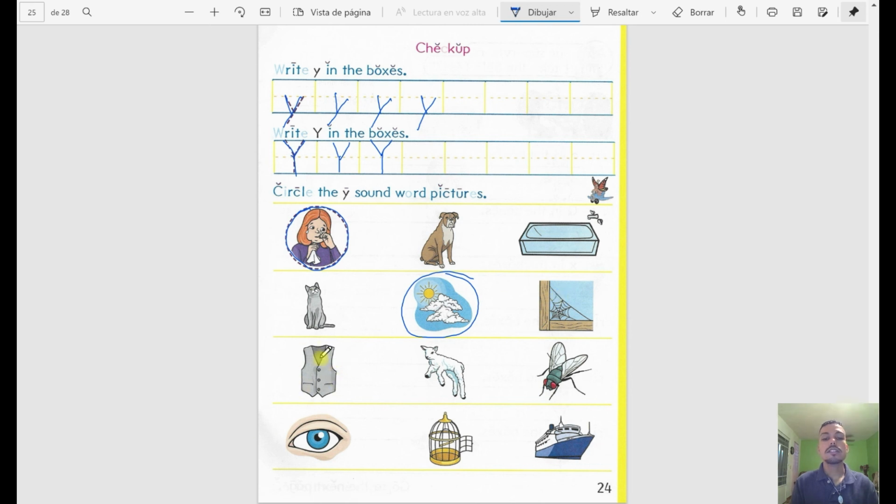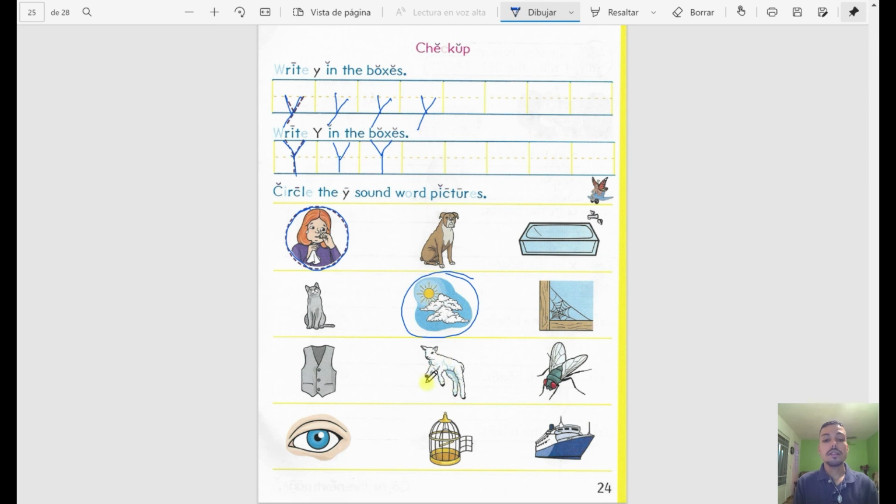The next one here. This is a vest. Vest has the sound I. Vest, it has the sound. No, very good. It doesn't have it, right? So we have to leave it in blank, okay? We don't circle it.